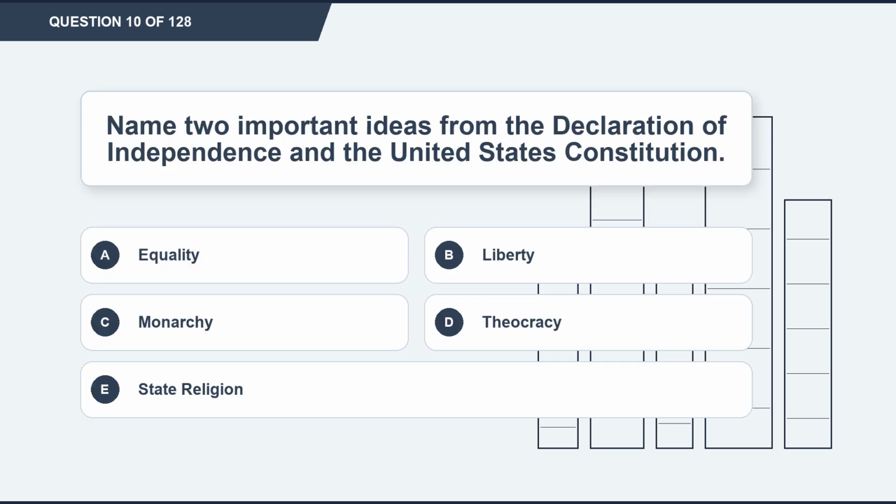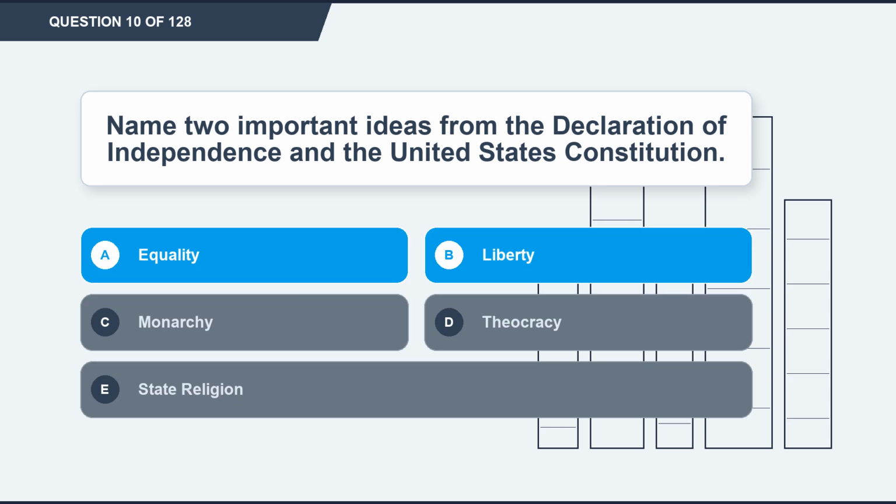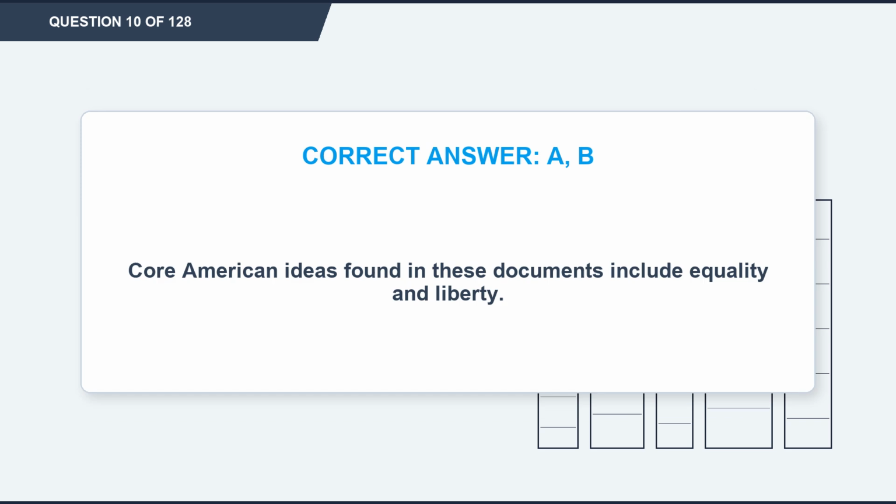Question 10. Name two important ideas from the Declaration of Independence and the United States Constitution. Option A. Equality. Option B. Liberty. Option C. Monarchy. Option D. Theocracy. Option E. State religion. The correct answers are options A and B. Equality and liberty. Explanation. Core American ideas found in these documents include equality and liberty.